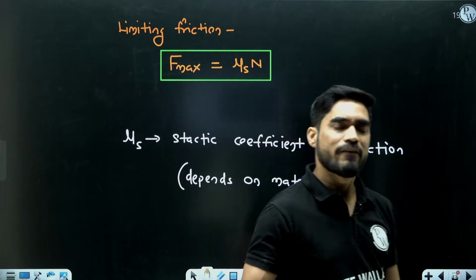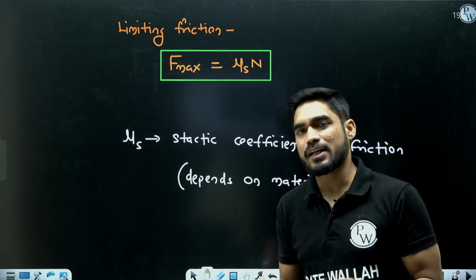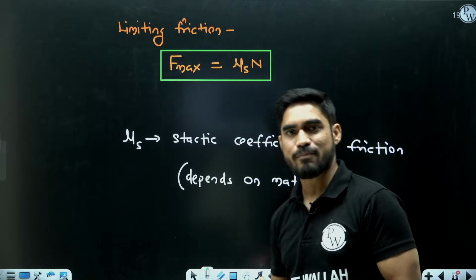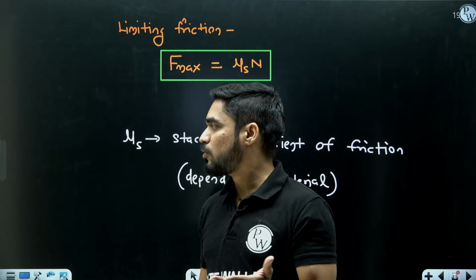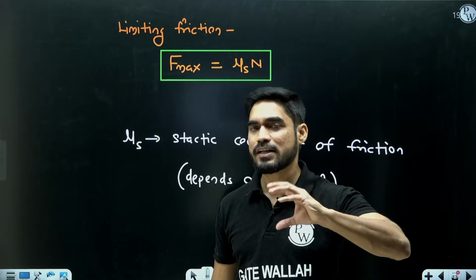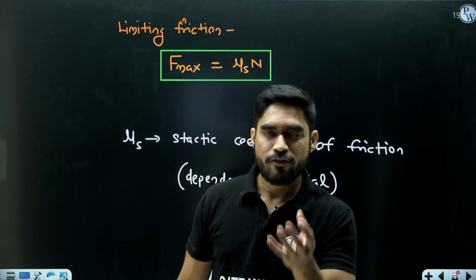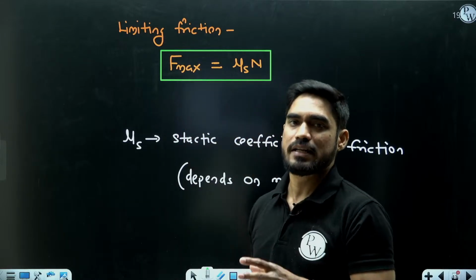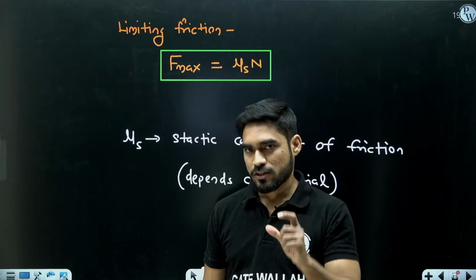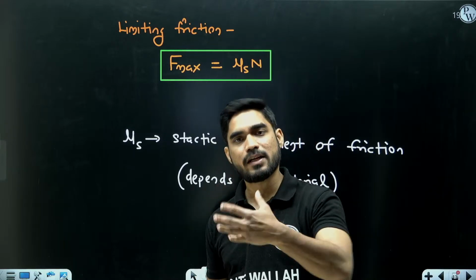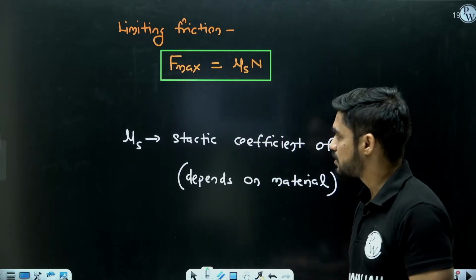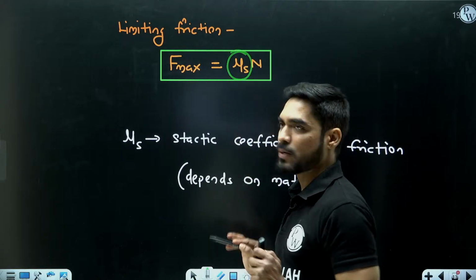Why does their value depend on material? Because different materials have different texture, right? For example, if you look at metals like steel or aluminum, their surface is kind of smooth, not very smooth, but kind of smooth. So for them, the coefficient of friction will be a little less. But if you look at the surface of leather, it is rough. So for that, the coefficient of friction will be a little more. So depending upon different materials and their textures, there is a different value of mu s.